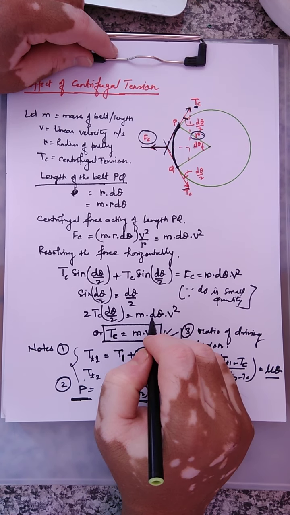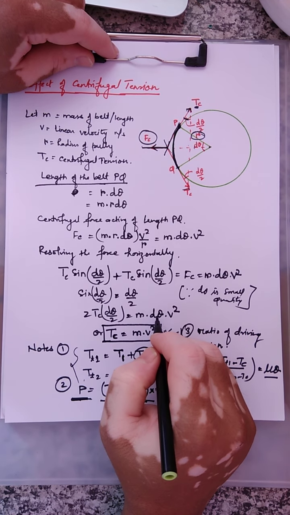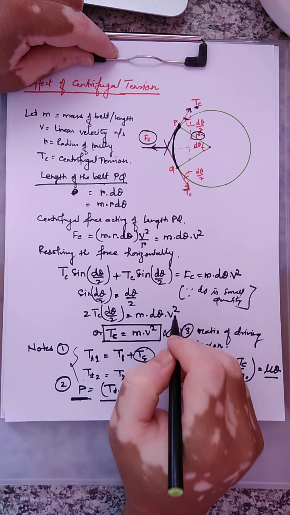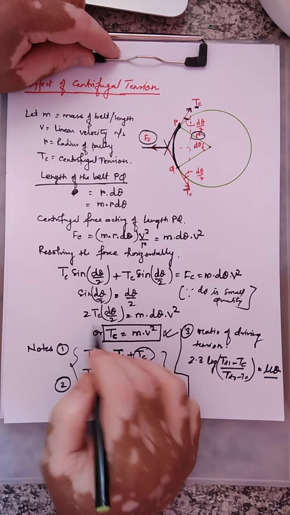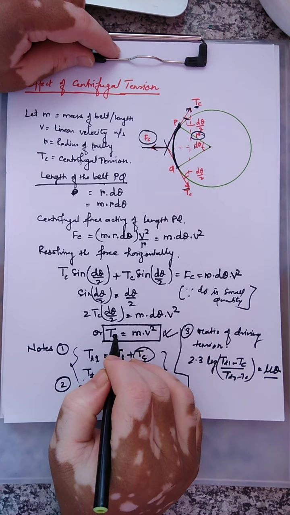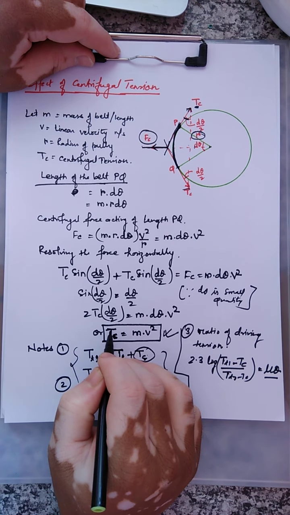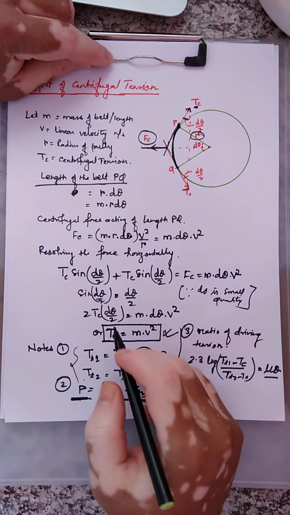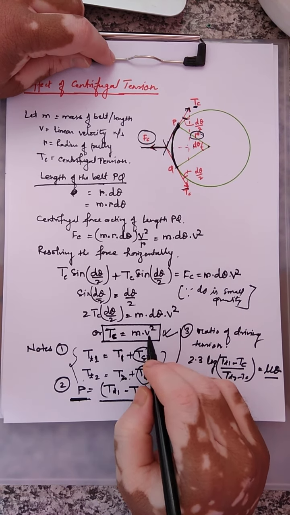is equal to m dθ v square. If we calculate this, Tc will be m v square, mass into velocity square. This is the formula for centrifugal tension in the belt, m v square.